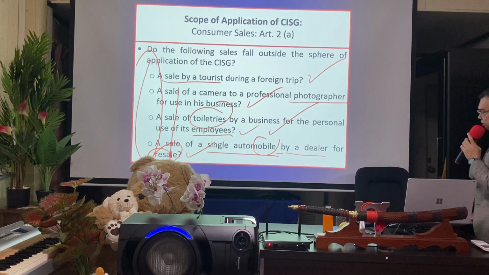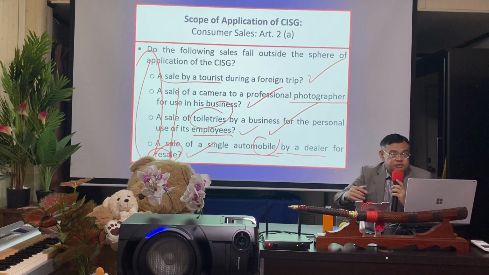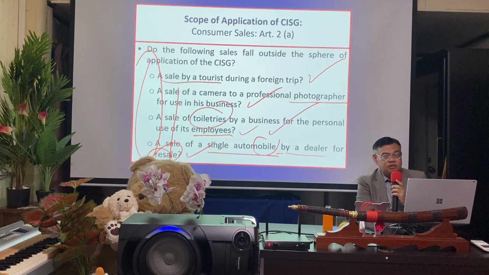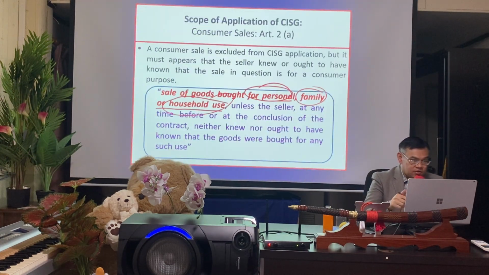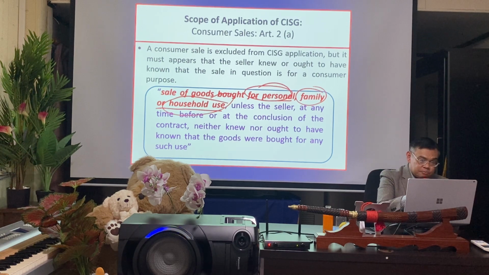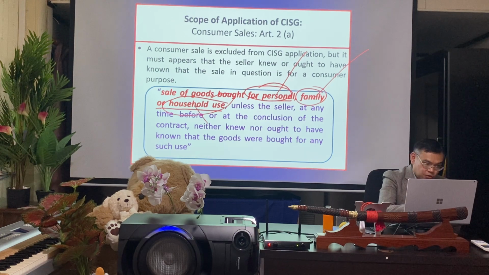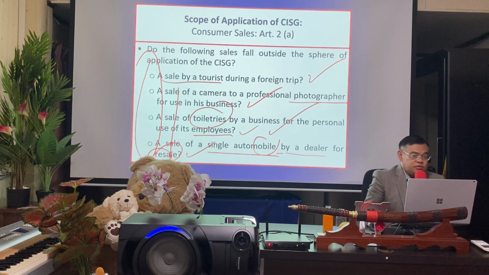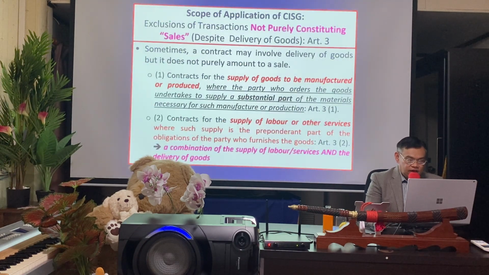Now, all right, back to this one. Even though the sale in question is a sale of just one car, it is for resale. When the purpose of this sale is for resale, can we say that this car is bought for personal use, family use, or household use? I don't think so in this case. Because the purpose is for resale, we can conclude that the sale in question is not a consumer sale. It is a non-consumer sale, so if the internationality requirements according to Article 1(1)(a) or 1(1)(b) are met, then the CISG can also apply. Now let's have a look at this one.